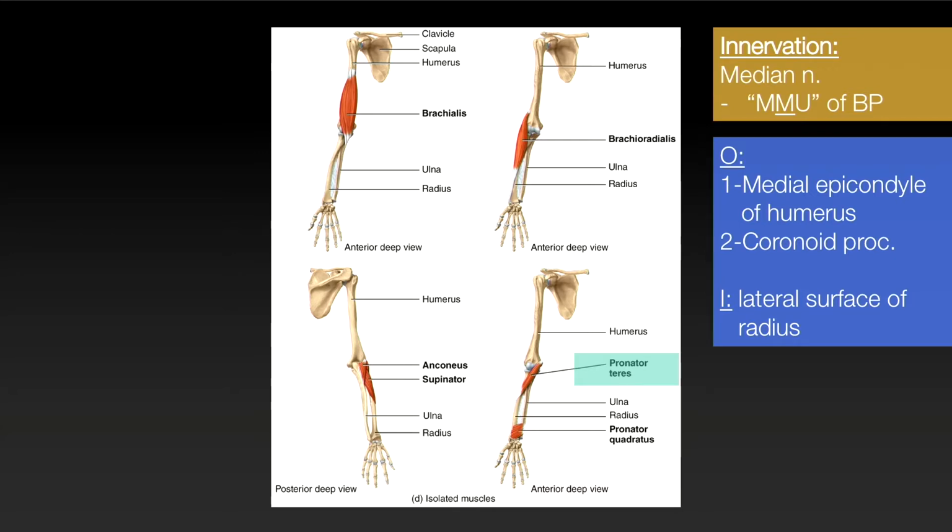And so the 2 origins are the medial epicondyle. You can feel that bump on your elbow, the epicondyle, that process above the condylar surface of the humerus on the medial side. And the coronoid process of the ulna. We've talked about that a fair bit at length. So it spans the elbow joint and then inserts on the radius, specifically the lateral surface of the radius.